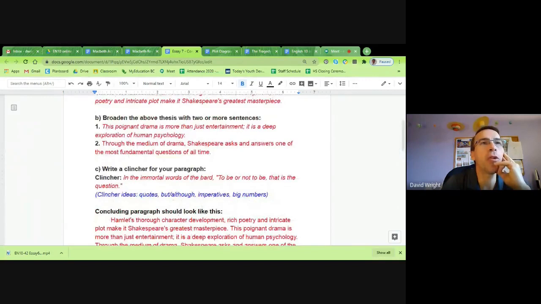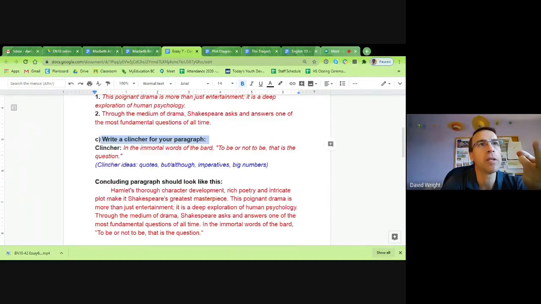Now we come to your third job in your conclusion. And this is basically your third or your fourth sentence of your conclusion. And you have to write a clincher. It all depends on what you wrote previously, whether the clincher pays off at the end. So here is my stab at it. In the immortal words of the bard, bard is another sort of term for Shakespeare: To be or not to be, that is the question.